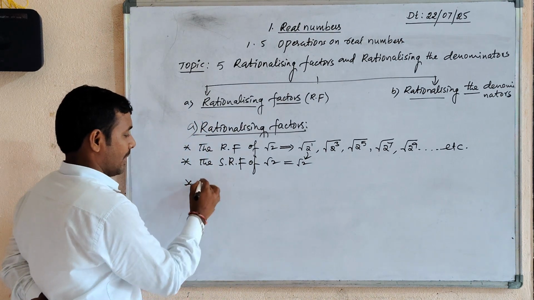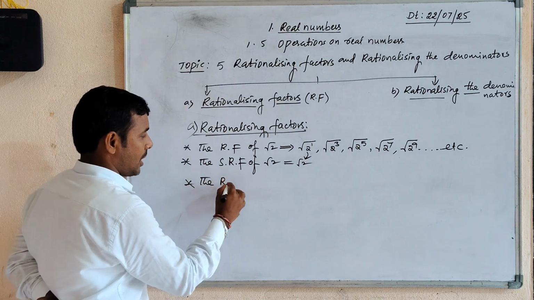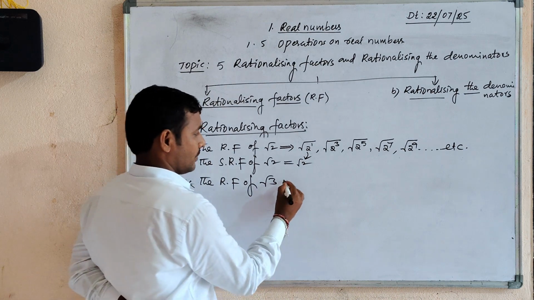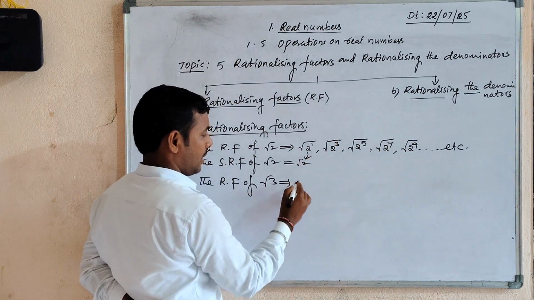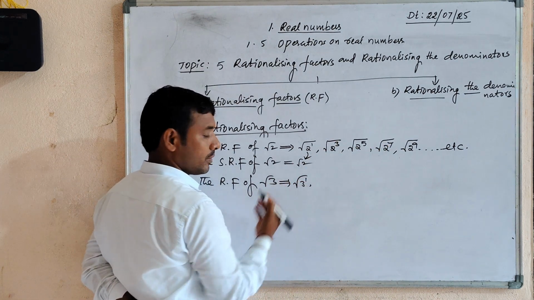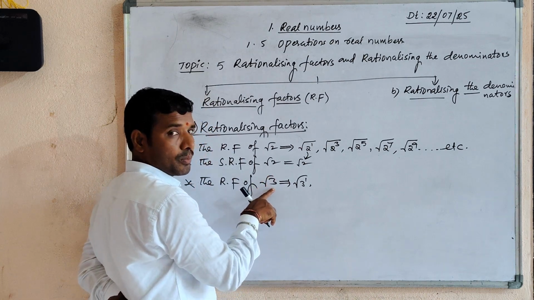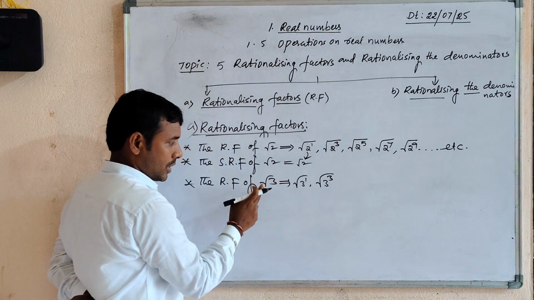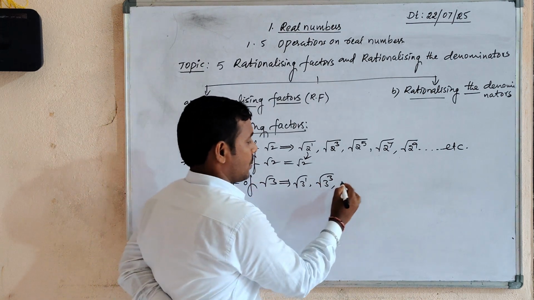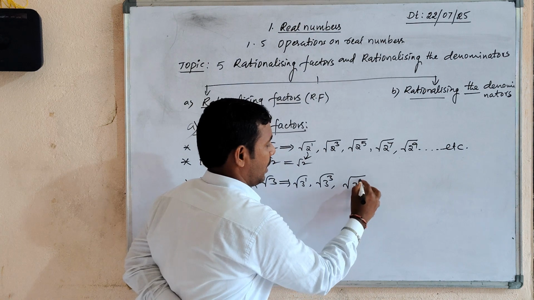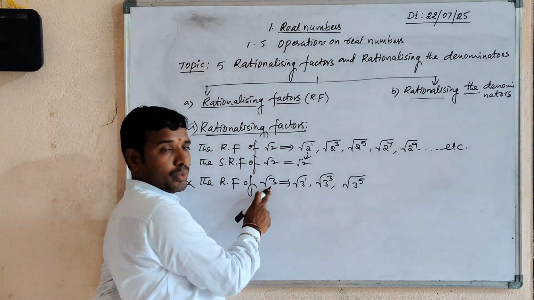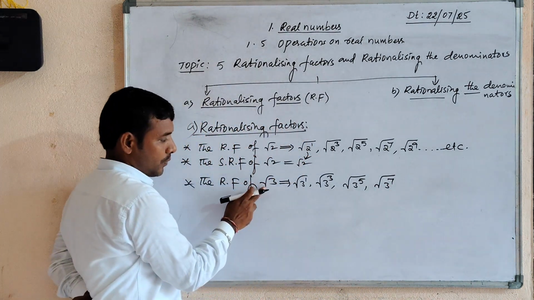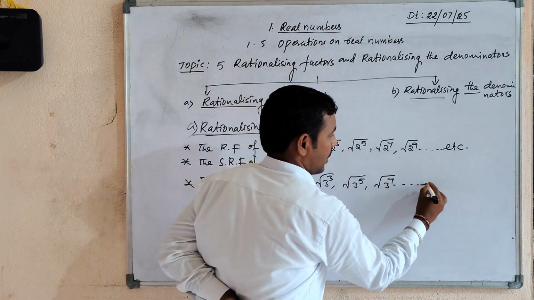Okay, next one. Next, the rationalizing factors of root 3. Carefully listen. In the same manner, square root of 3 power 1 is a rationalizing factor of root 3. Square root of 3 power 3 is also a rationalizing factor of root 3. Next one, square root of 3 power 5, and square root of 3 power 7 are also rationalizing factors of root 3. In such a way we can write many.